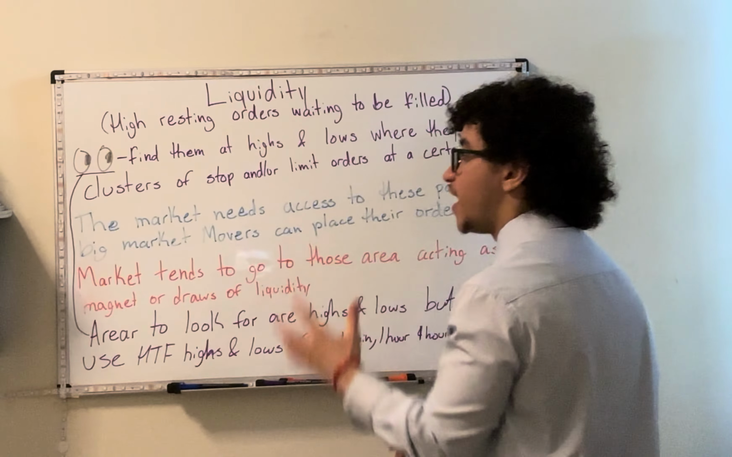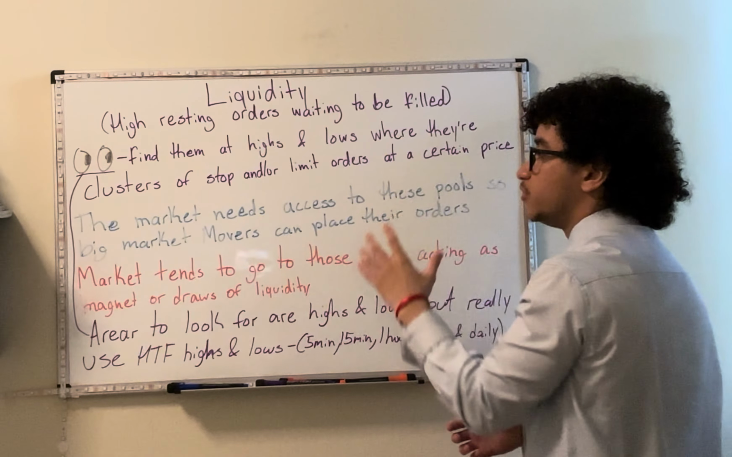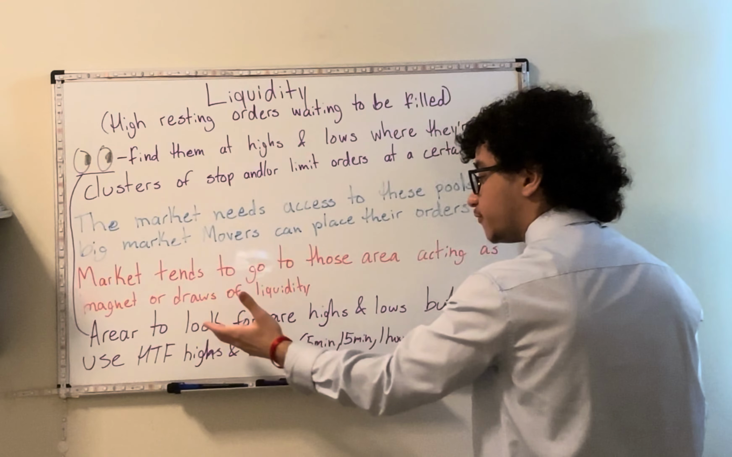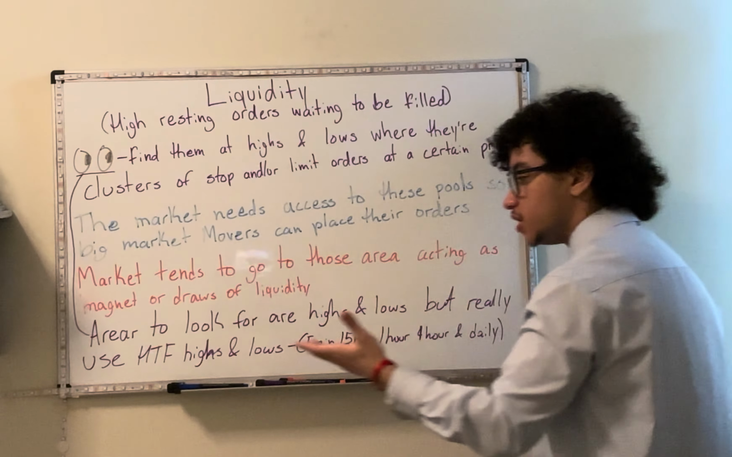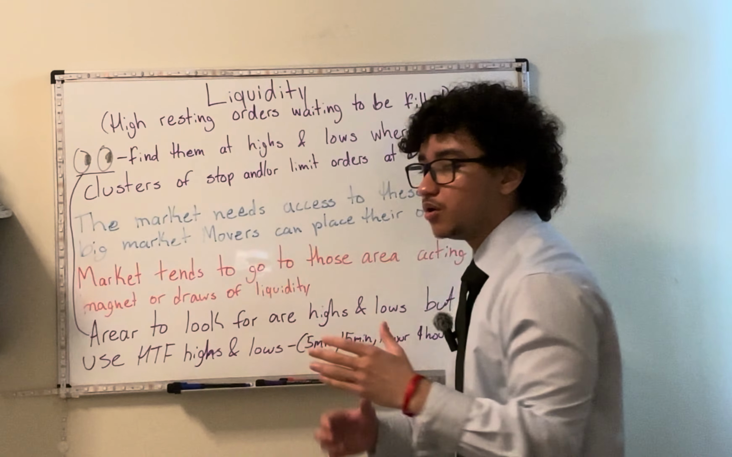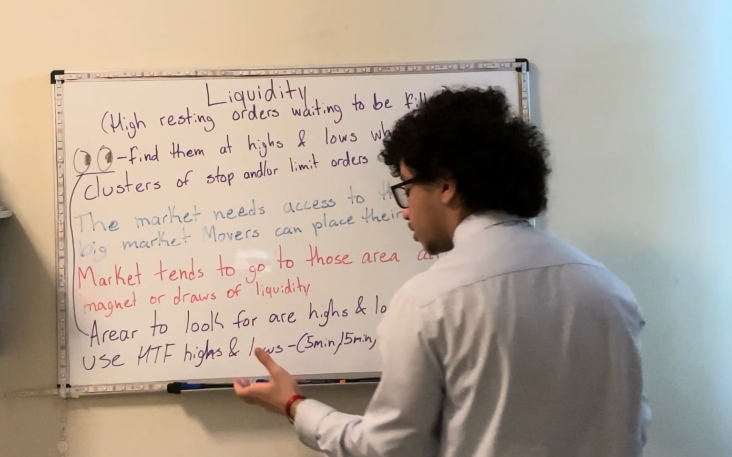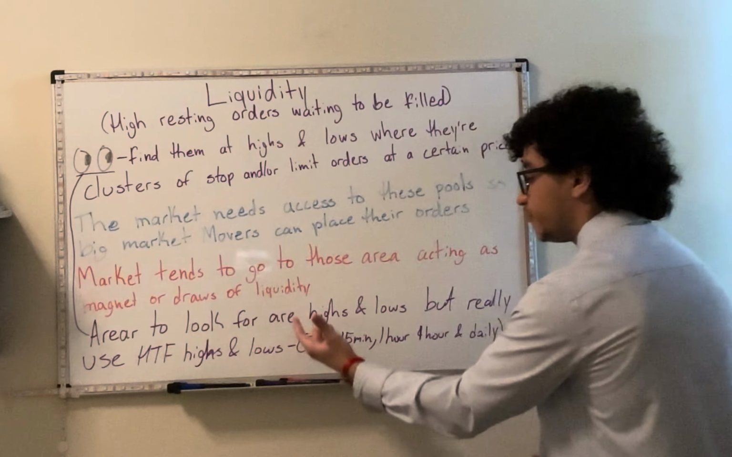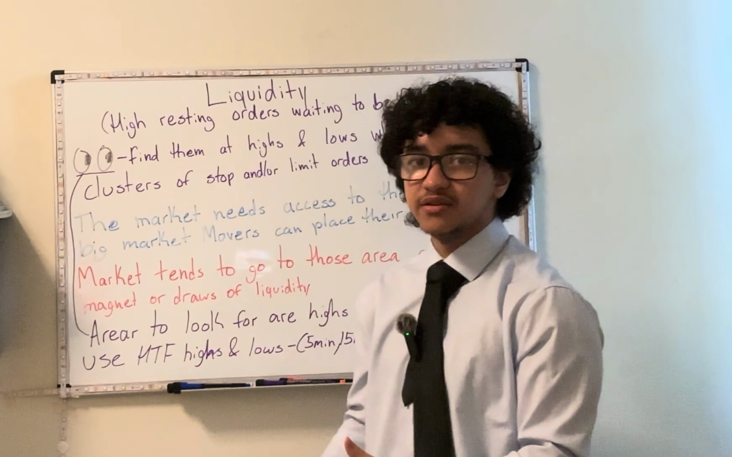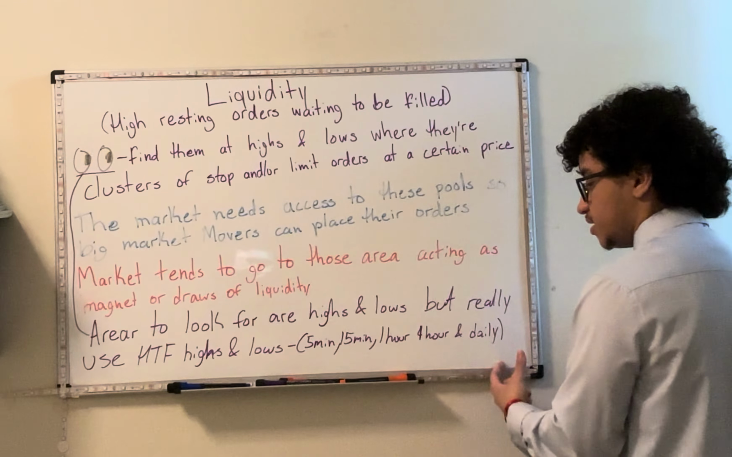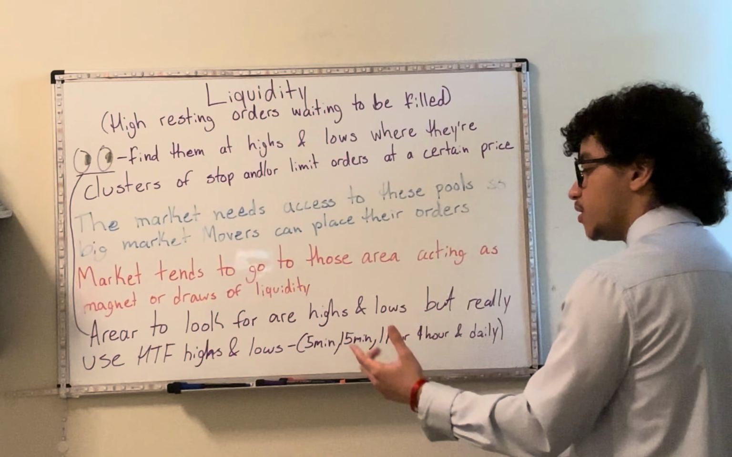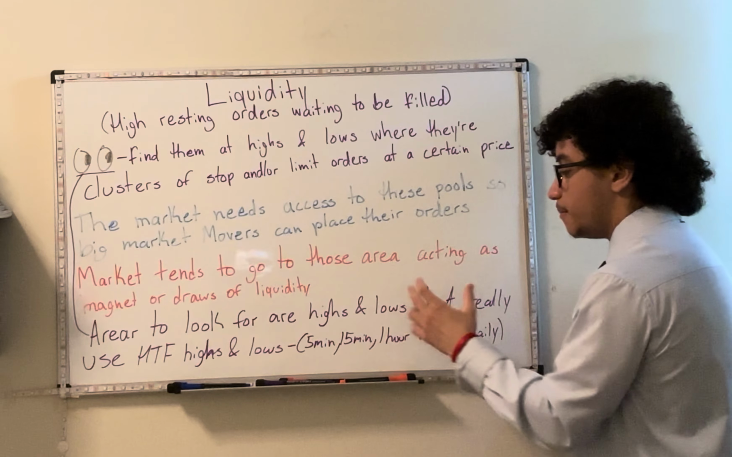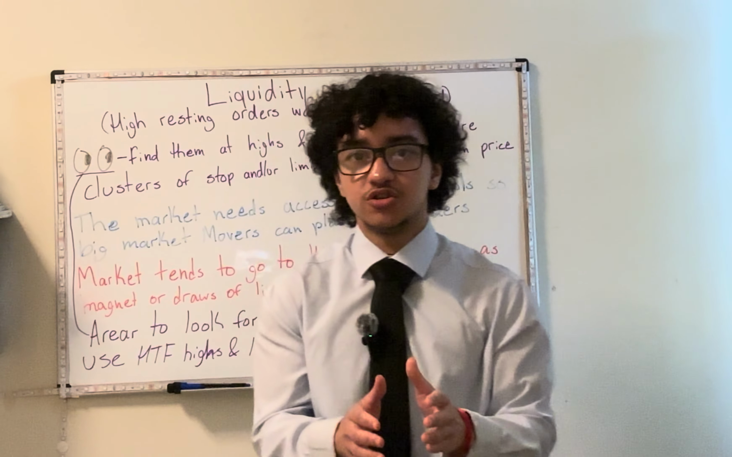Now, where do we find these high resting orders waiting to be filled? You find them at highs and lows, but where specifically? Areas to look for are highs and lows, but really use the high time frames. That means the 5-minute, 15-minute, 1 hour, 4 hour, and daily. The further you go, the stronger it is. I see it being strongest on the daily. It is strong on the 4 hour, strong on the 1 hour, and the 5-minute and 15 are strong as well. I would say the weakest is probably the 1 hour, but don't let that discourage you from using it.